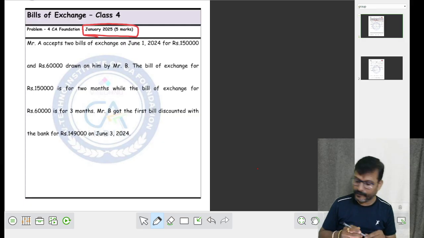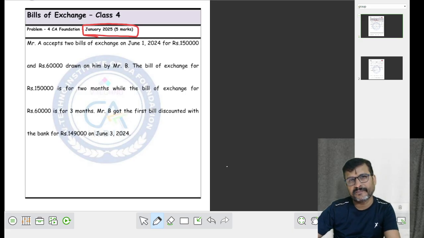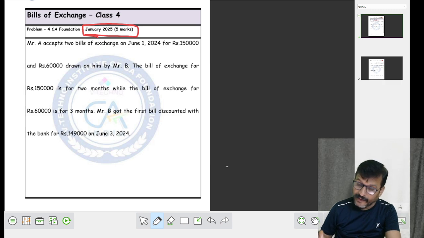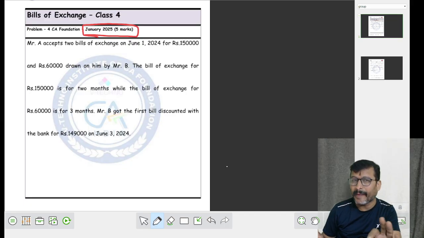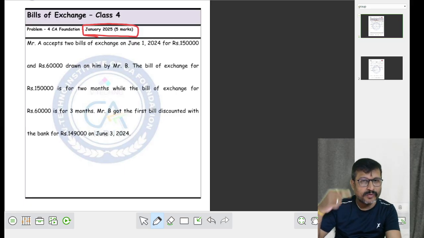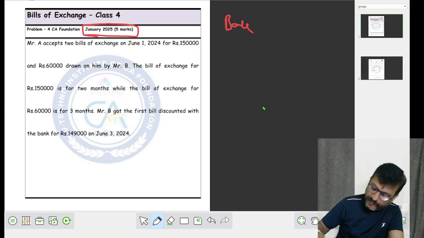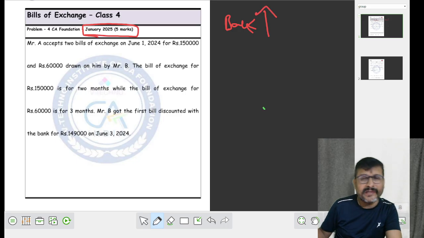When the bills are discounted, what happens? Discounted means you are selling your bills receivable to the banker. When you send your bills receivable to the banker, your bank balance will increase.